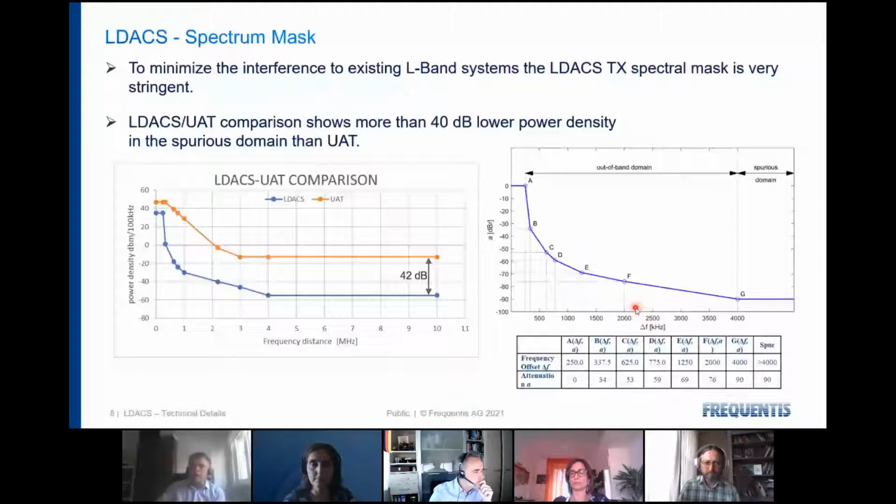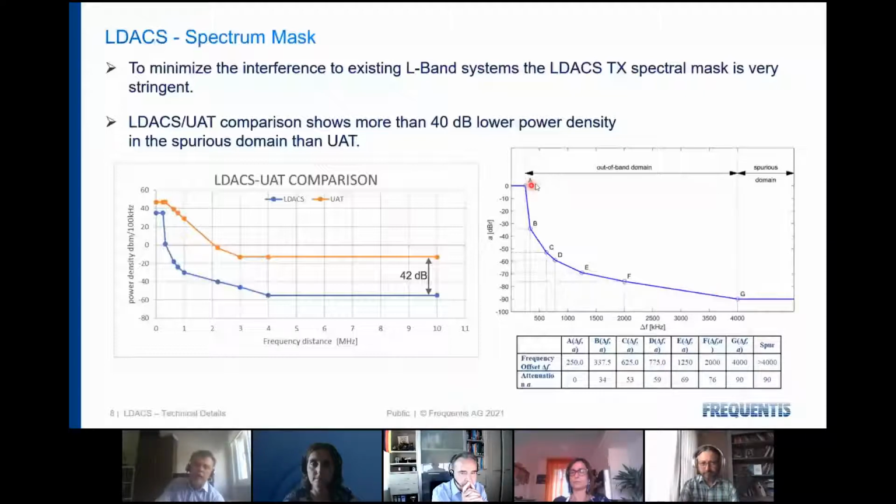This slide is now about the LDACS spectrum mask. To minimize the interference of existing L-band systems, the LDACS transmitter spectral mask is very stringent. The spectral mask falls very quickly. You see this here on the right figure in the out-of-band domain, and has a very low value in the spurious domain. The allowed power density here is 90 dB below the power density in the passband.